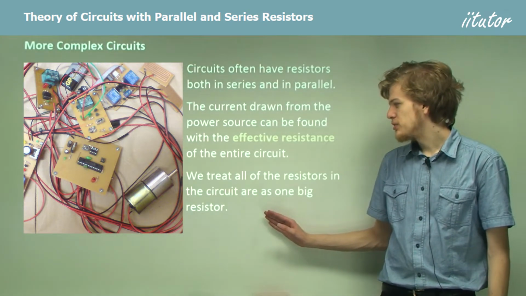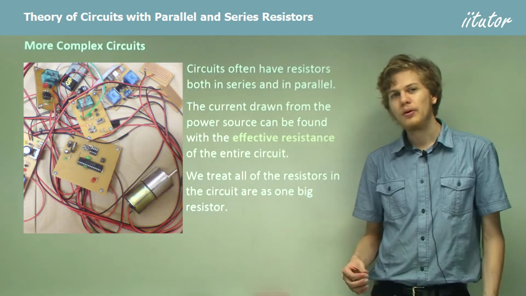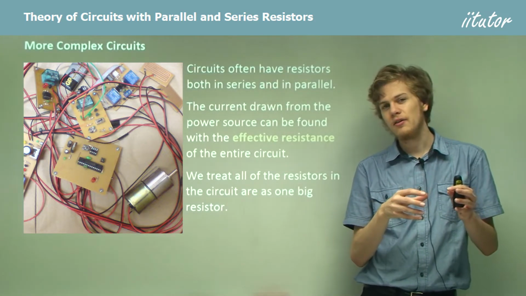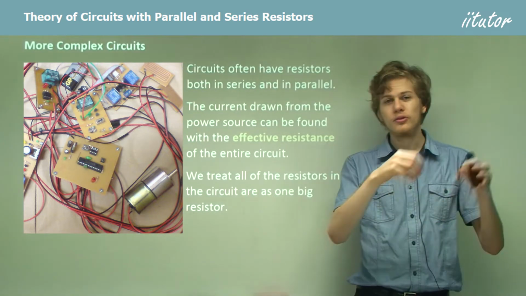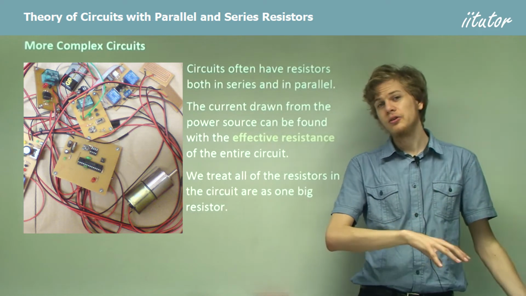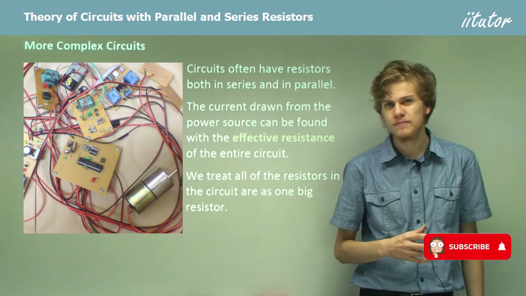We treat all of the resistors in the circuit as if they're one big resistor, and we do that by grouping the resistors together and treating them as just one resistor, and then grouping that pair with another set of resistors until all of the resistors are just one big group with one effective resistance.